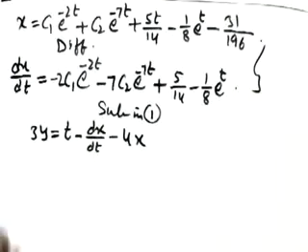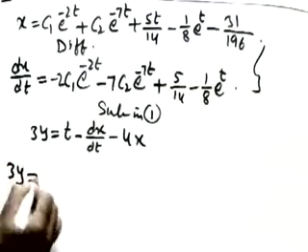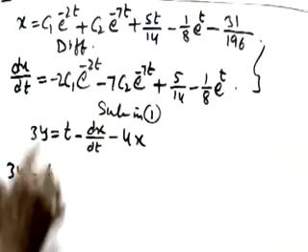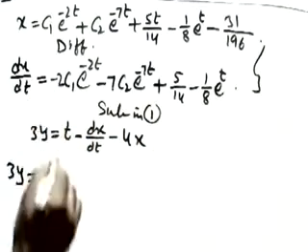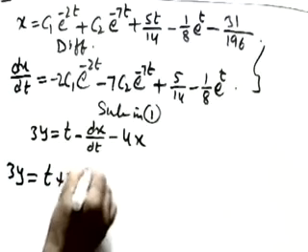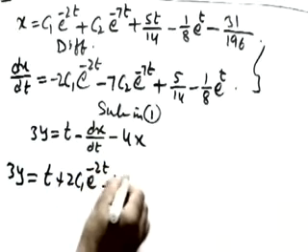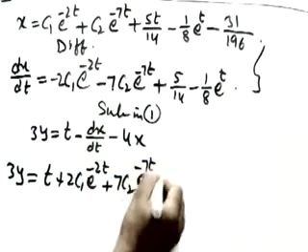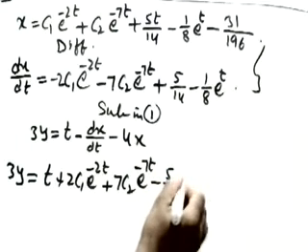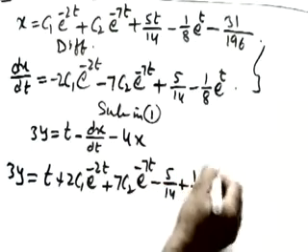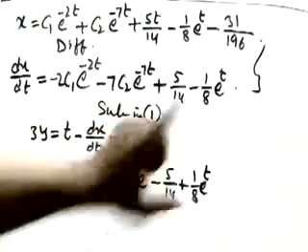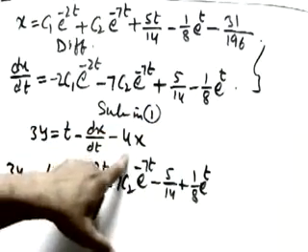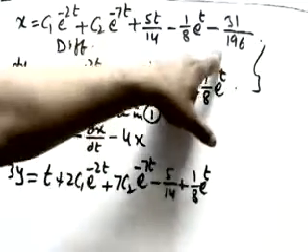Now let me substitute the values. See here, 3y equals to t minus dx by dt, which means we have to multiply this with minus. So this minus into minus will become plus 2c1 e power minus 2t plus 7c2 e power minus 7t minus 5 by 14 minus 1 is plus 1 by 8 e power t. Now this is t minus dx by dt finished. Then what is left? Minus 4 into x.